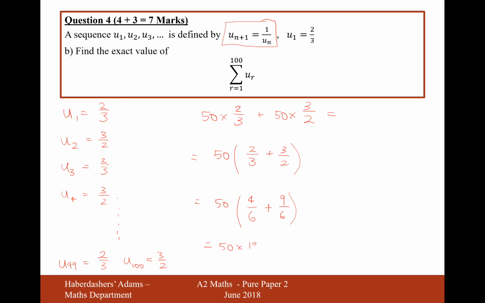So 50 times 13 over 6, and we get 325 over 3. And there we are. That's the answer to part B there. 3 marks for that. So 4 marks, so 7 marks in total for question 4. Let's now move on to question 5.